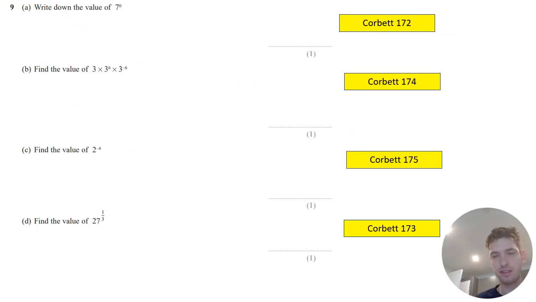Okay, question 9 has got a selection of 1-mark questions. I put the Corbett reference numbers for each of these. So part A, write down the value of 7 to the power of 0. Anything to the power of 0 is always equal to 1. So nice, easy mark there.